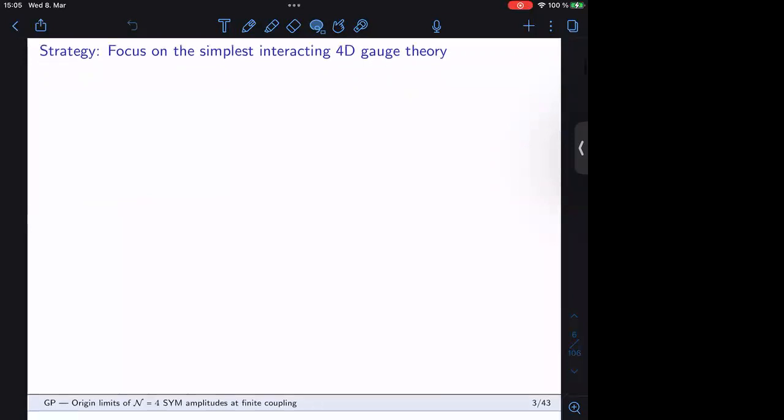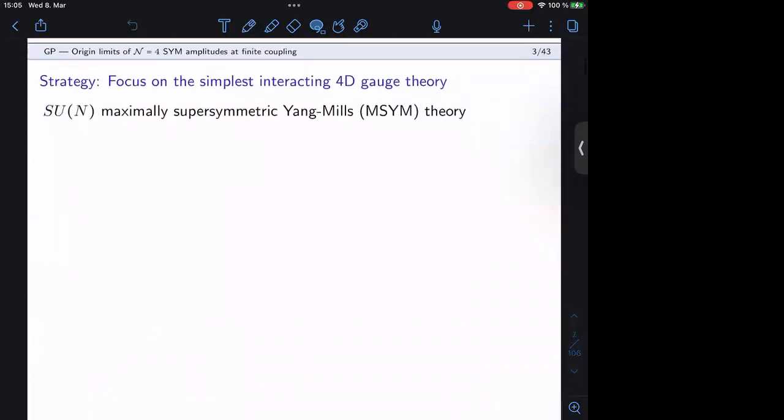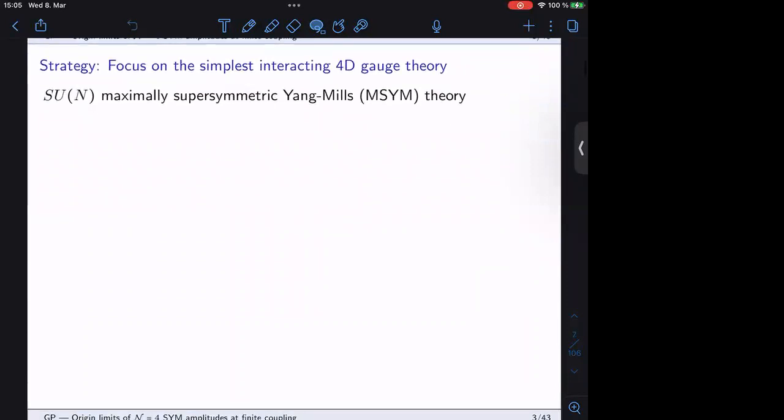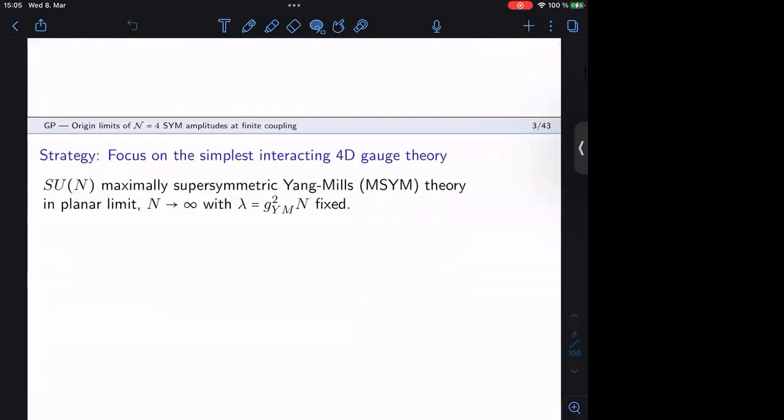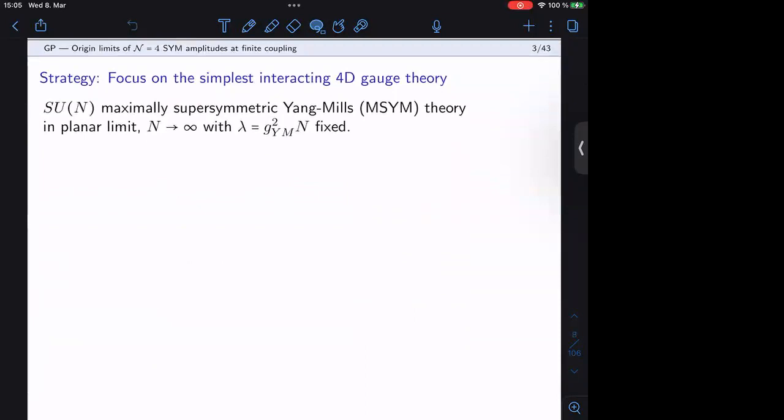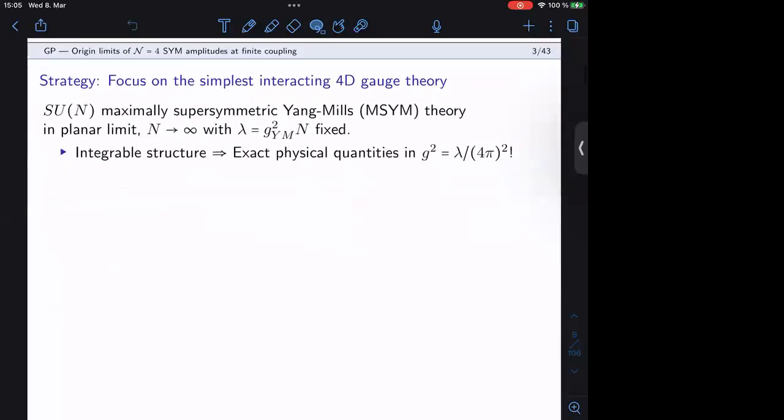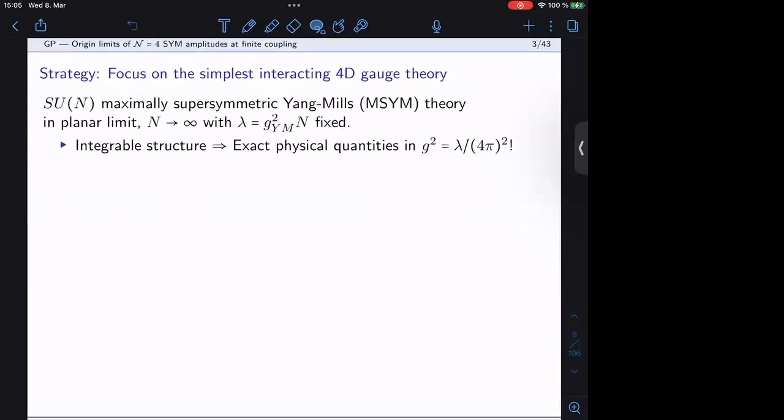So my strategy in this talk will be to focus on the simplest interacting gauge theory, which is of course close to the heart of many of us in this circle, N=4 super Yang-Mills. And in particular, I will be talking about the theory in the large color limit, where only the 't Hooft coupling is the parameter that remains. This is what is held fixed as I take the number of colors to infinity. And we have known for many years that the theory is integrable in this large color limit, and one can compute exact physical quantities in the 't Hooft coupling.